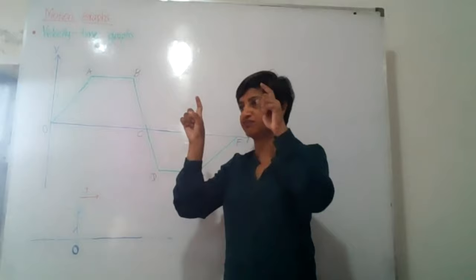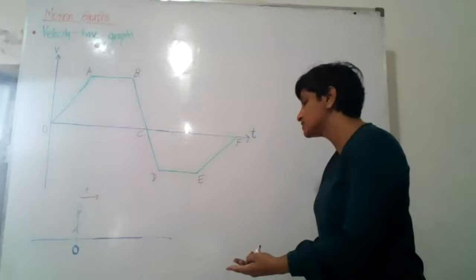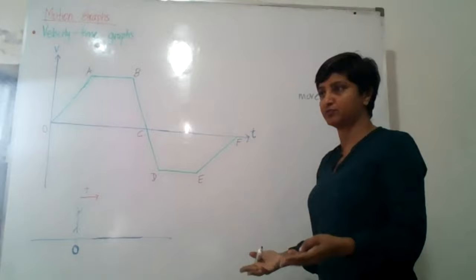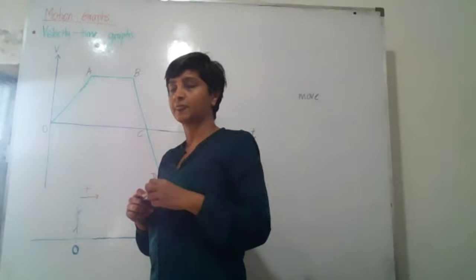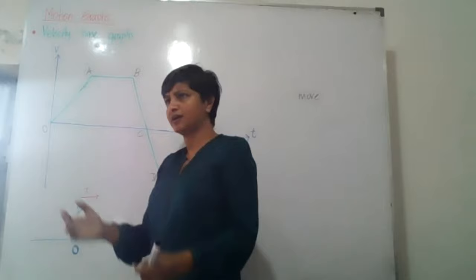When you say move, you can be moving at a constant velocity, you can be accelerating, there are different types of motions. I want acceleration. O to A, acceleration. And it is constant acceleration. You have to say that. How do we know that the acceleration is constant?